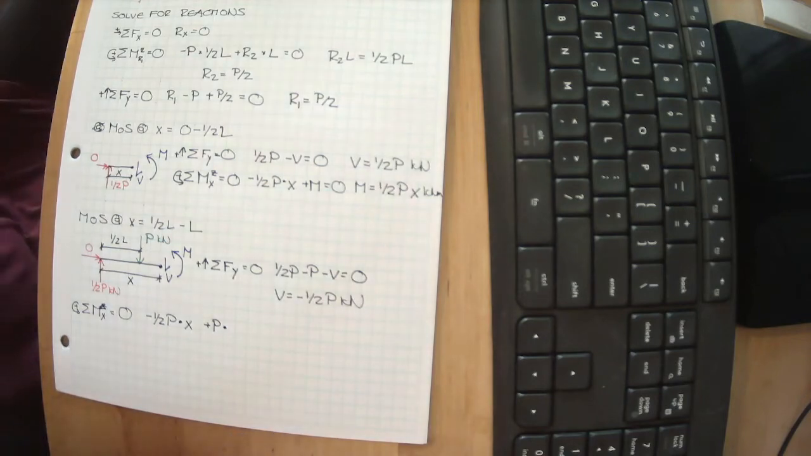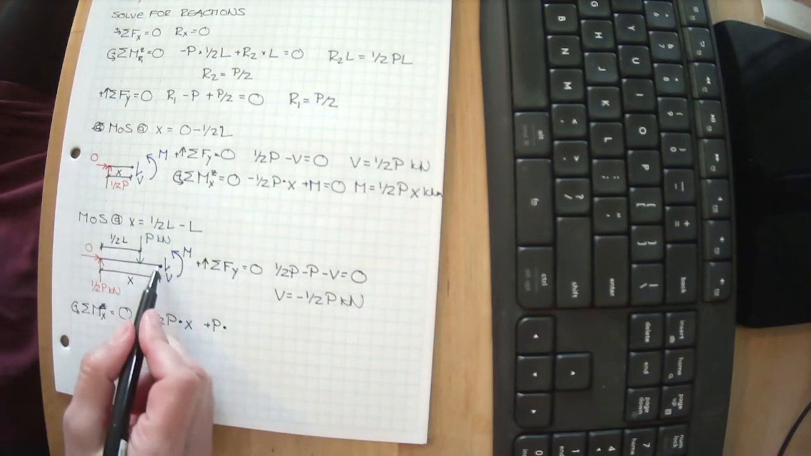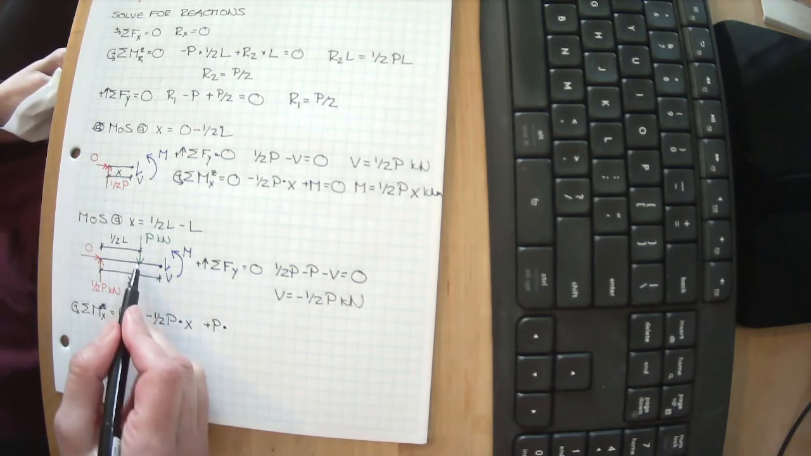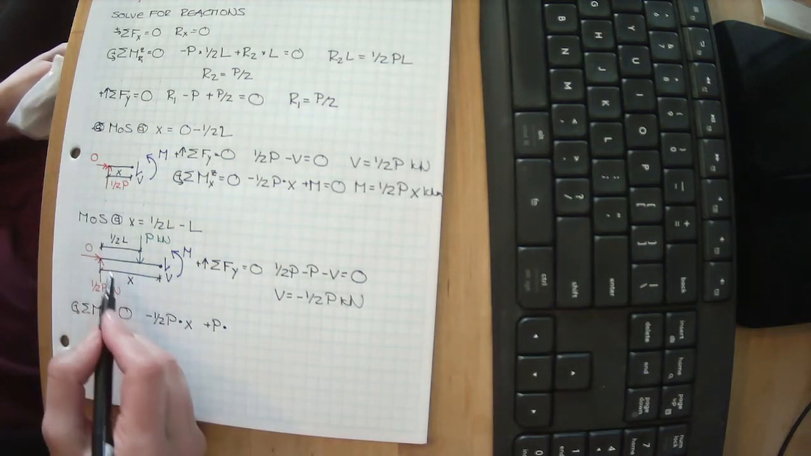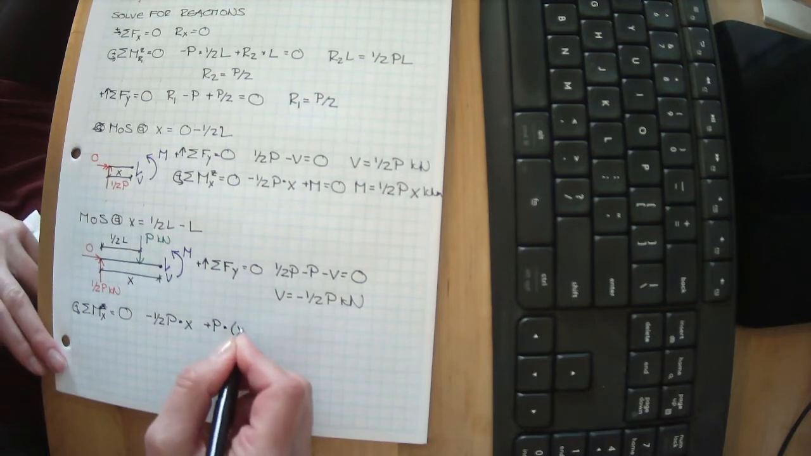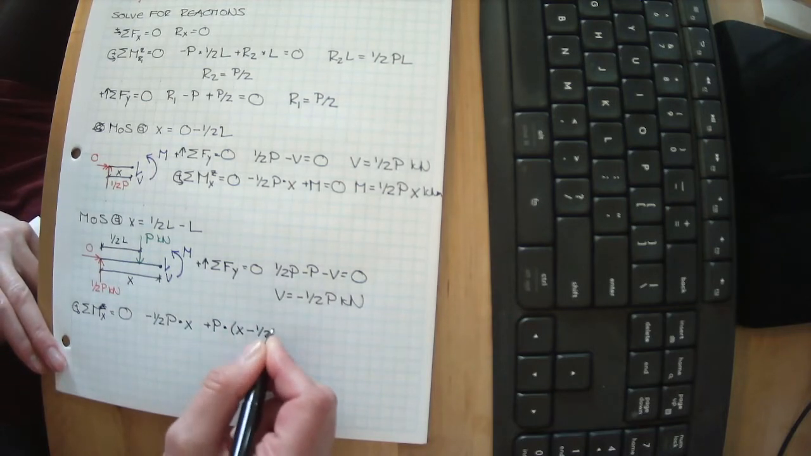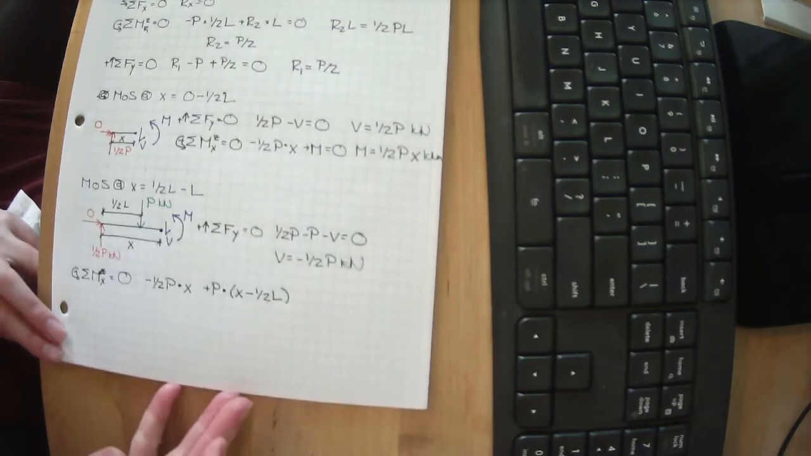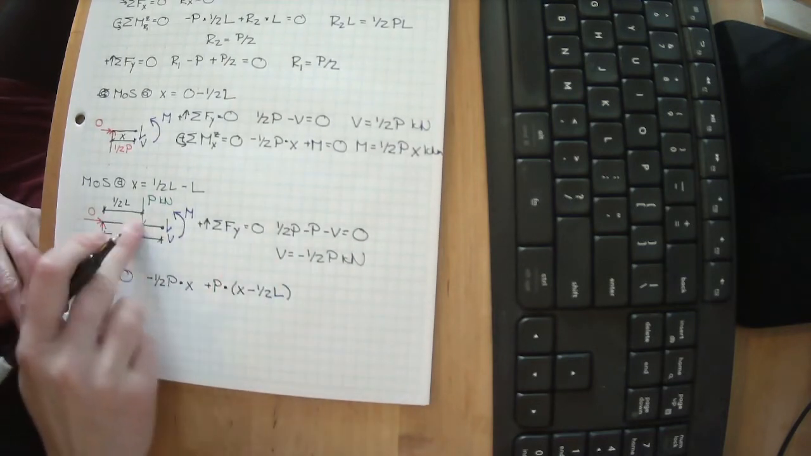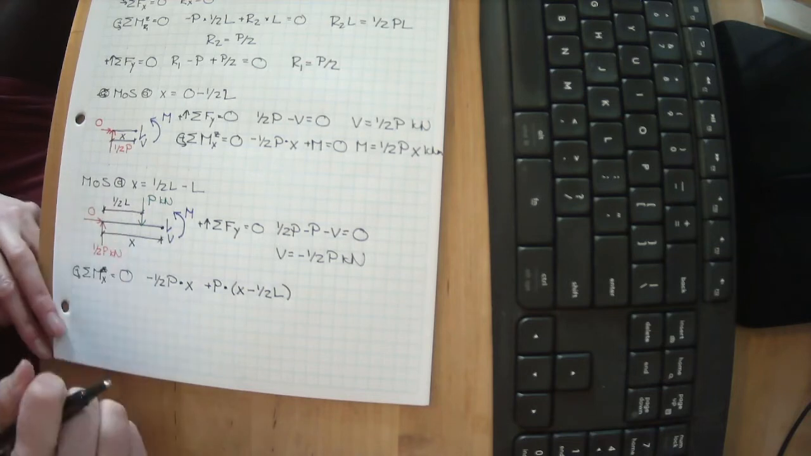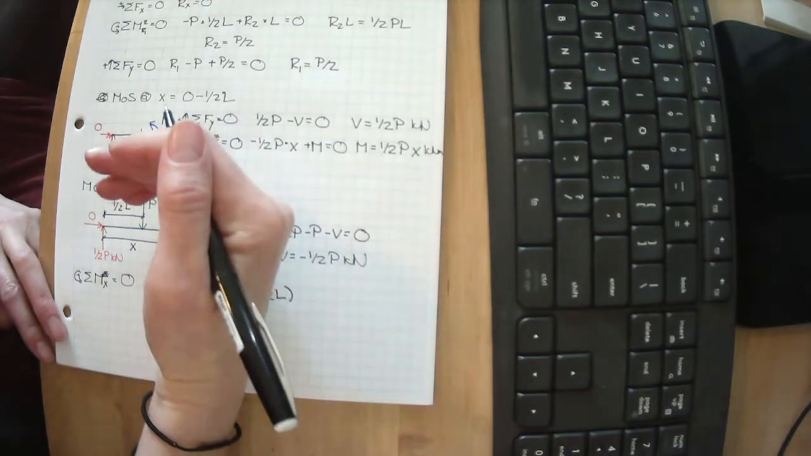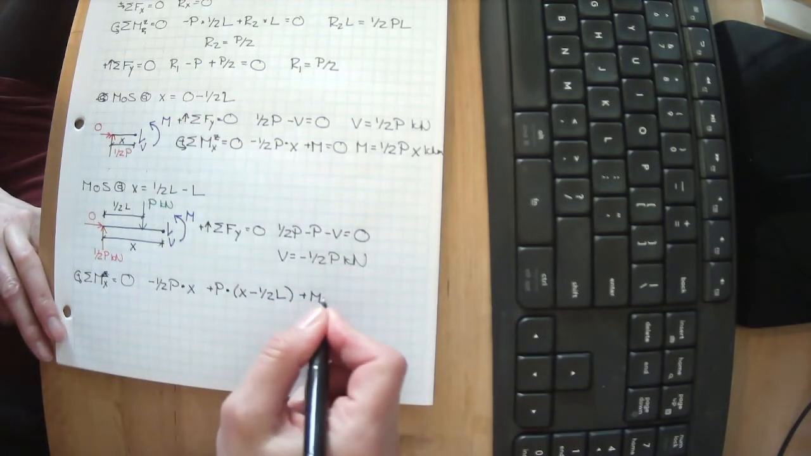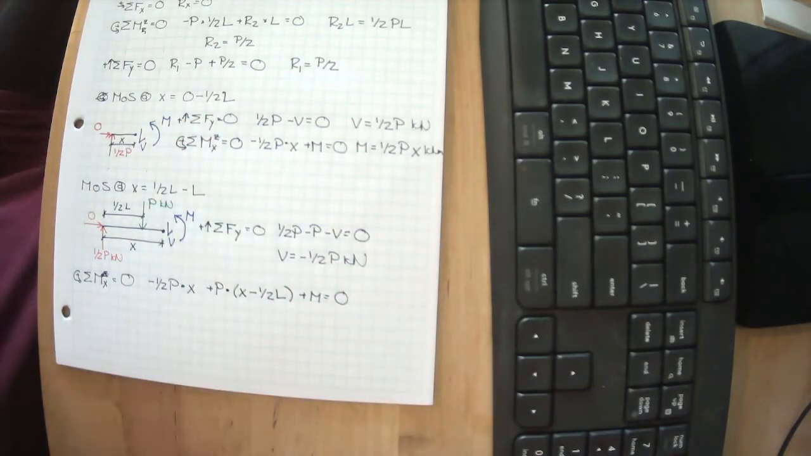Now, what's the distance? Where is this? What's the distance here? Because this is our thumbtack and this is where it's happening. Well, this whole distance is x and it's not that distance. So it is x minus 1/2 L away. We don't know what x is, but whatever x is, it's minus 1/2 L from that. And then we have m, which we've drawn in the positive direction. So plus m equals 0.